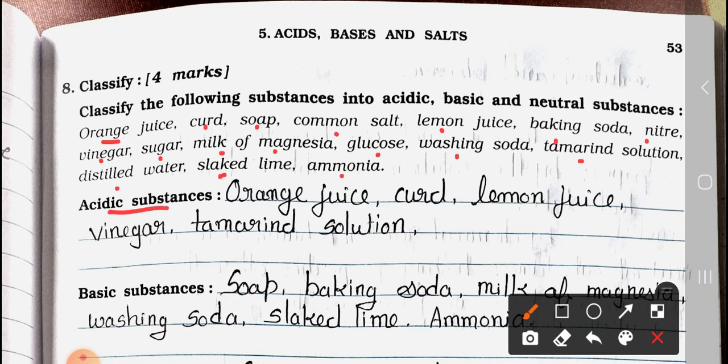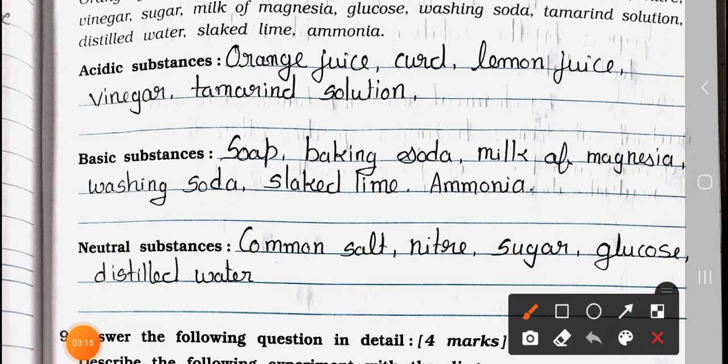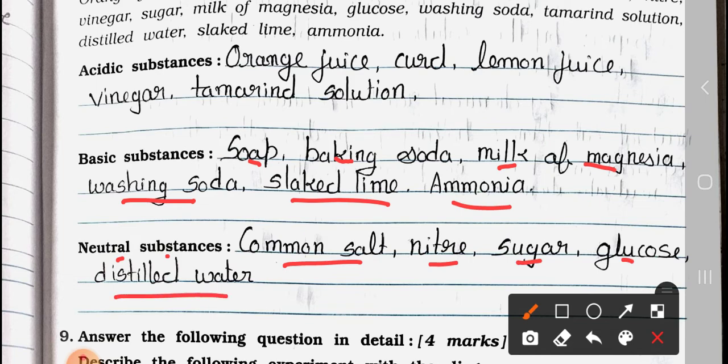Acidic substances are orange juice, curd, lemon juice, vinegar, turmeric solution, and basic substances are soap, baking soda, milk of magnesia, washing soda, flaked lime and ammonia. And neutral substances are common salt, nitre, sugar, glucose, distilled water.